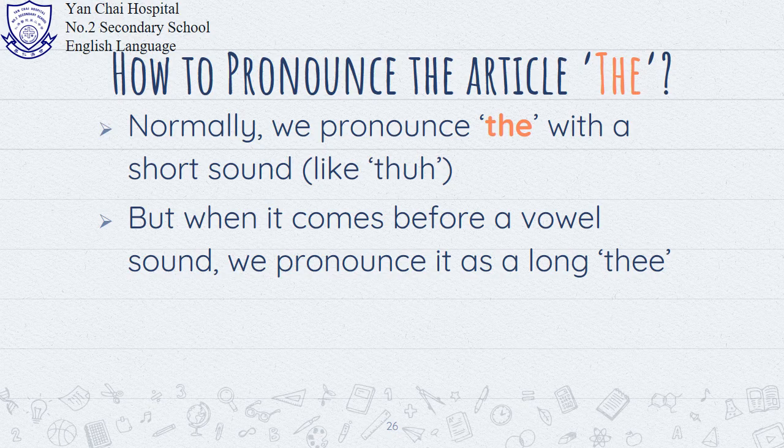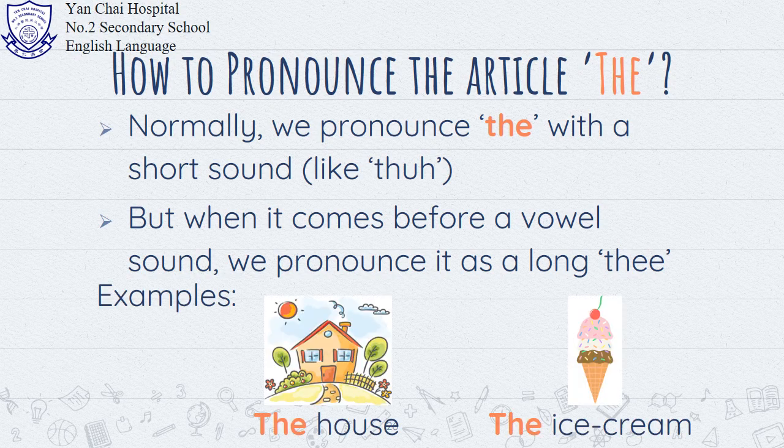Normally, we pronounce the with a short sound like the, but when it comes before a vowel sound, we pronounce it as a long D. Examples: the house, the ice cream.